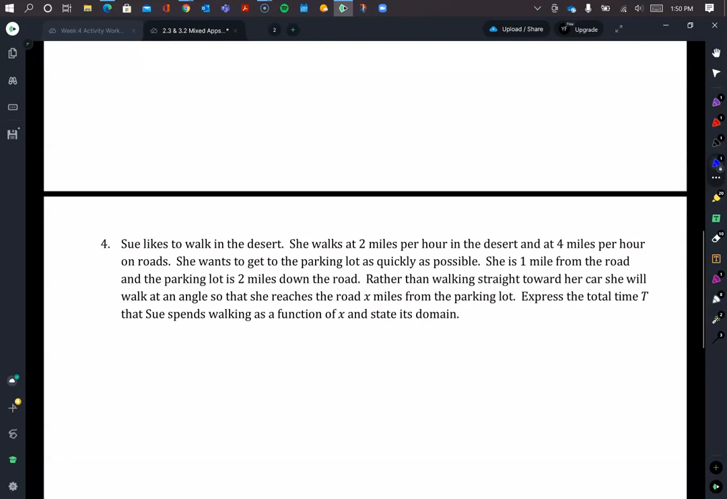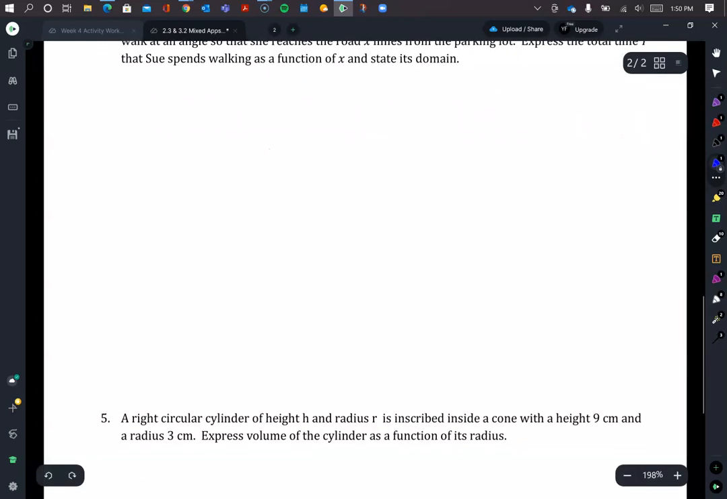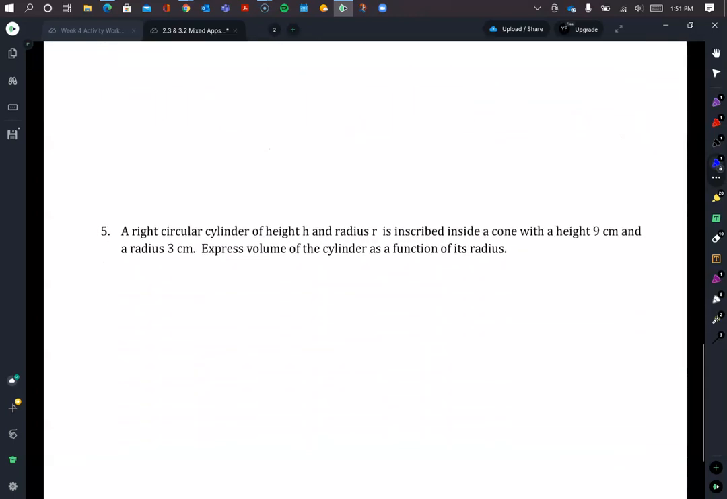And let's see, the desert problem. Think about what your time is relative to distance. So you might want to work your distance formula around and think what's being represented here. And then for the last one, you're going to draw a cylinder inside a cone, and then think about similar triangles. Okay, so that may help get you started and get it set up.